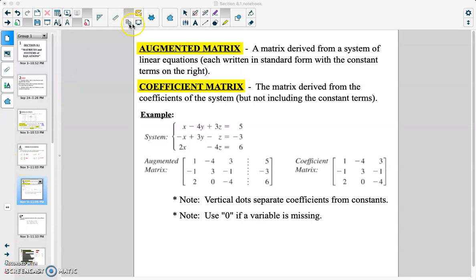All right, so guys, augmented matrix. So here we go again with something that sounds more complicated than what it really is.